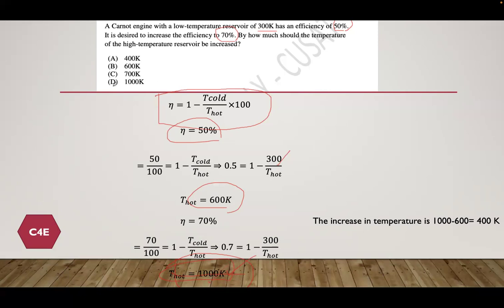But our answer should not be 1000, because you have to read the question again. The question is how much it should be increased. So the difference, the delta TH, is what we are asked to find. So the TH after the increase in the efficiency is 1000 and the initial was 600. So we can get the delta TH as 400 Kelvin, and that makes our answer option A, 400 Kelvin. Hope this is okay for you. So one formula and you got the entire answer.